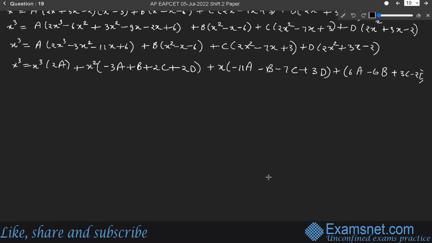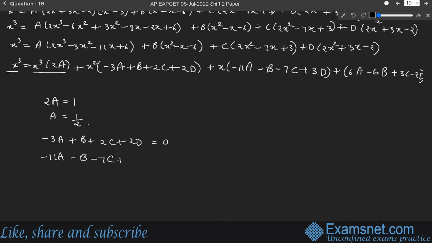Now, comparing the coefficient of x cube on the left hand side and right hand side, 2a is equal to 1, so a will be equal to 1 by 2. Comparing the coefficient of x square, minus 3a plus b plus 2c plus 2d will be equal to 0. Comparing the coefficient of x, minus 11a minus b minus 7c plus 3d is equal to 0. And comparing the constants, 6a minus 6b plus 3c minus 2d is equal to 0.